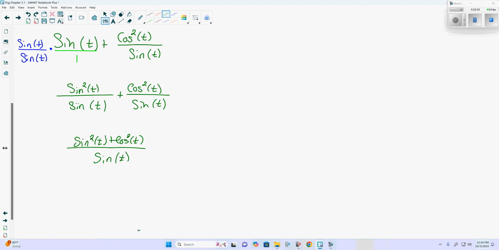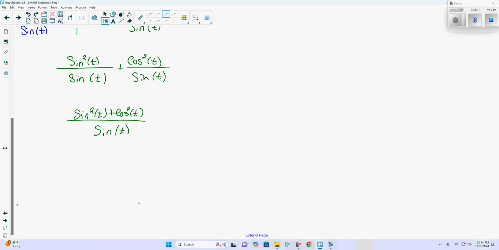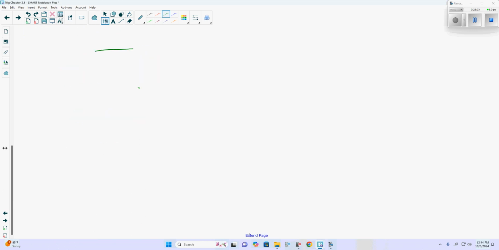Did one of our identities show up? Our Pythagorean. I think it's the first one listed, isn't it? For Pythagorean, sine squared plus cosine squared is what? So what does that tell us about the top of this fraction? So this here is the same as 1 over sine of t. So can we say at this point this does look a little simpler than what we started with?